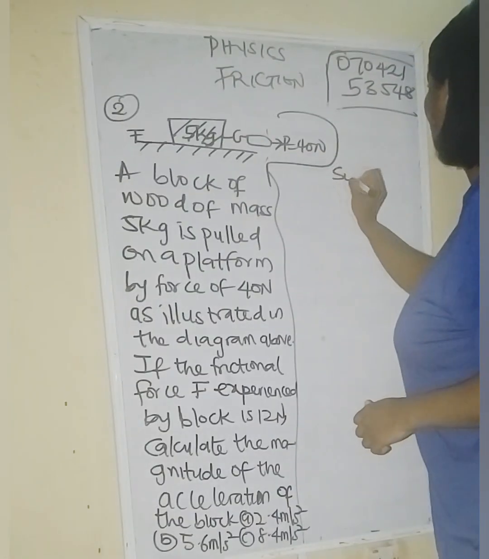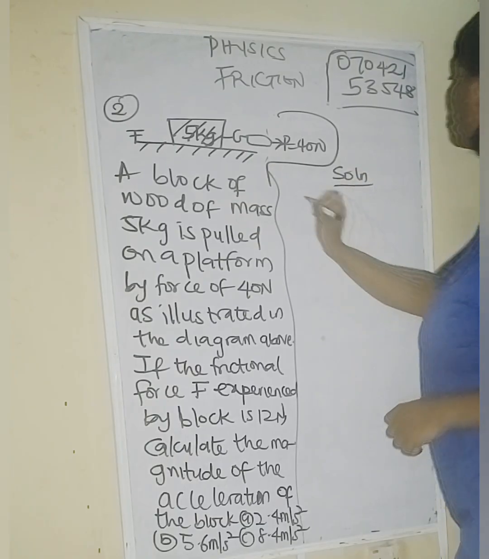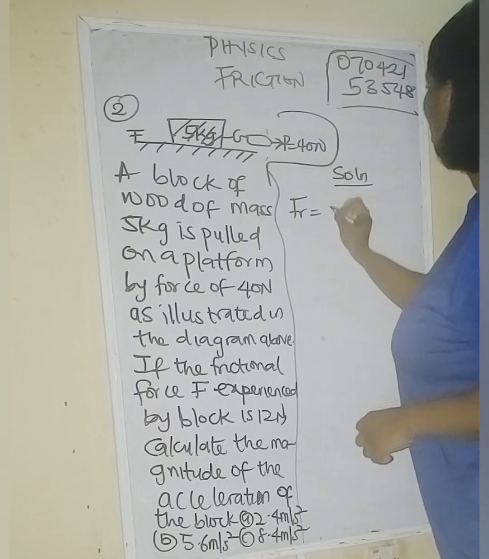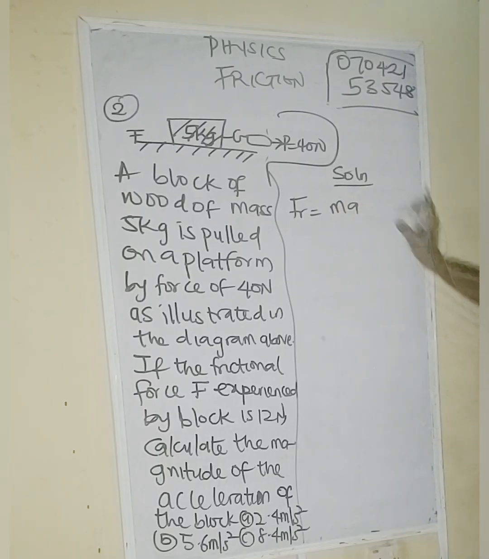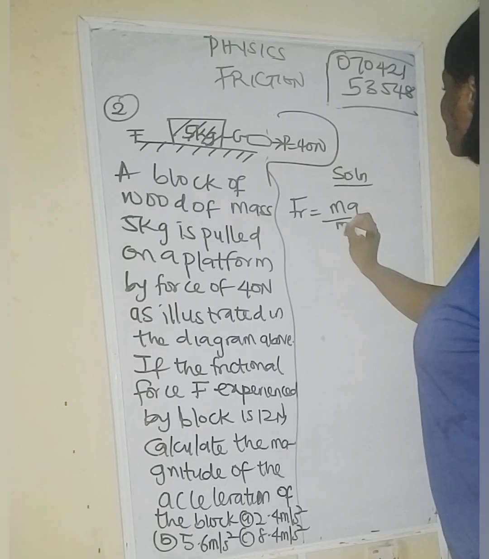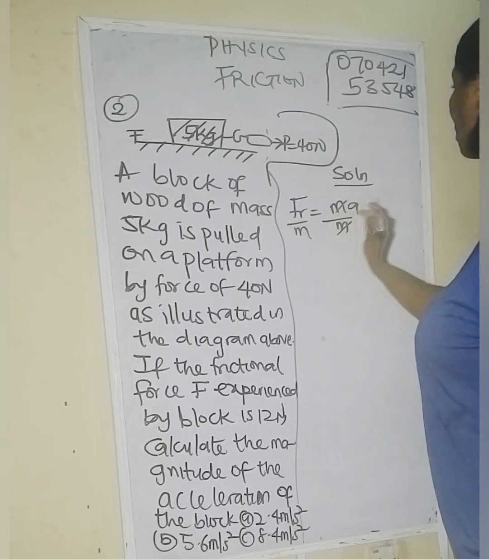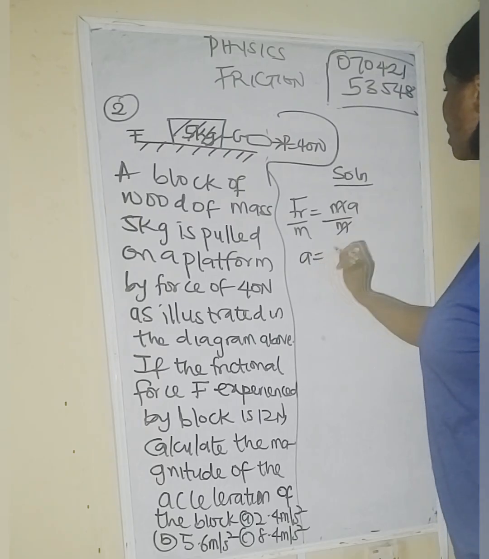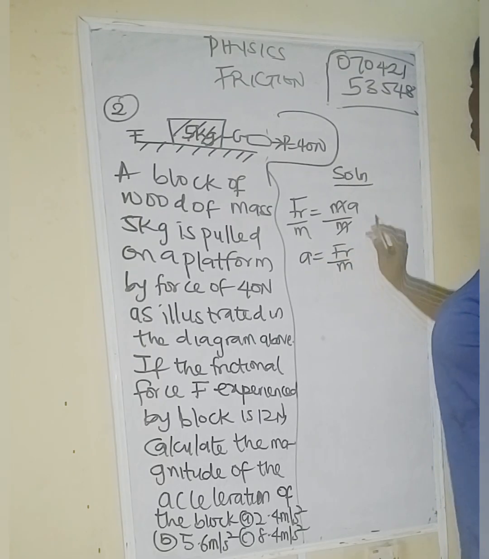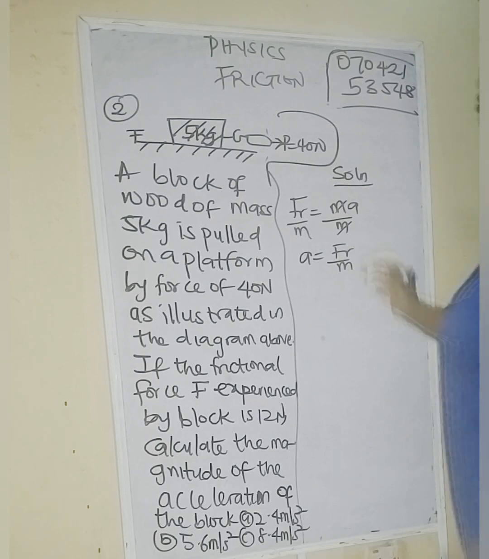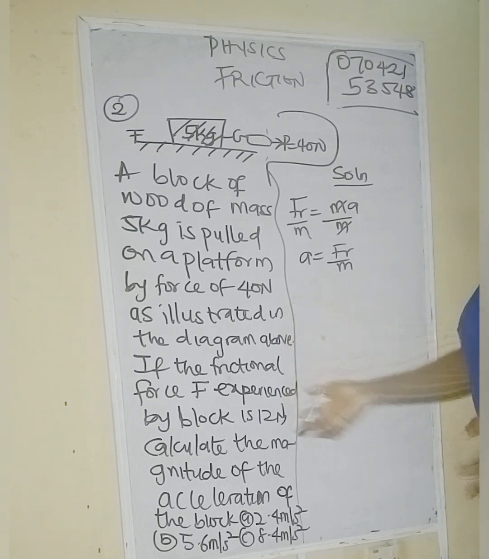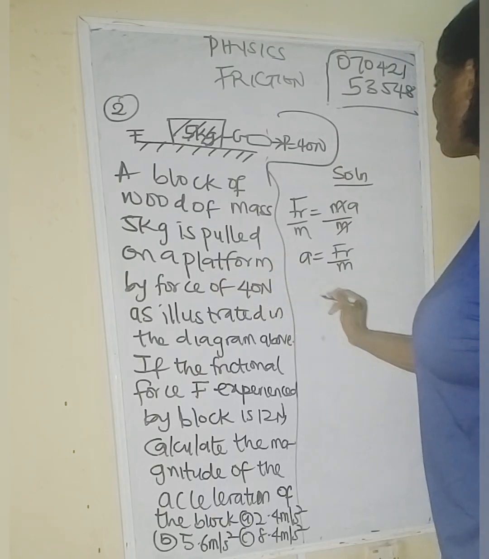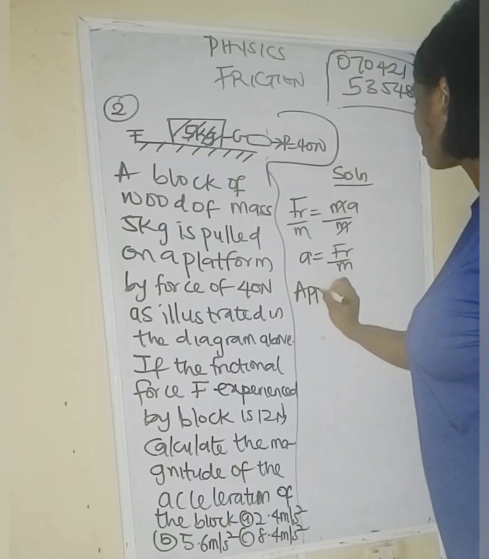So to solve the question, we already know that our resultant force is MA. Are you seeing it now? So to get our acceleration, we're going to divide both sides by M. So the magnitude of our acceleration, A, is Fr over m, which is the resultant force over mass. And as you can see, we are not given the resultant force. So let's write out our data. So now we are given the applied force, which is P.